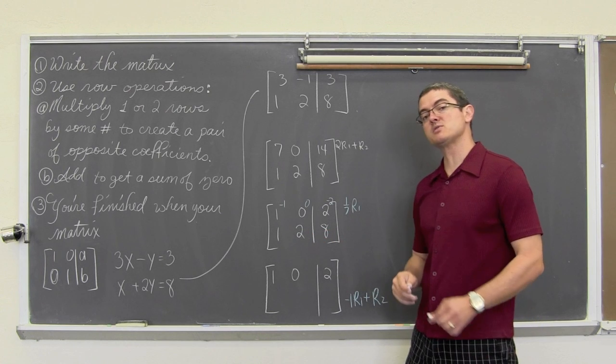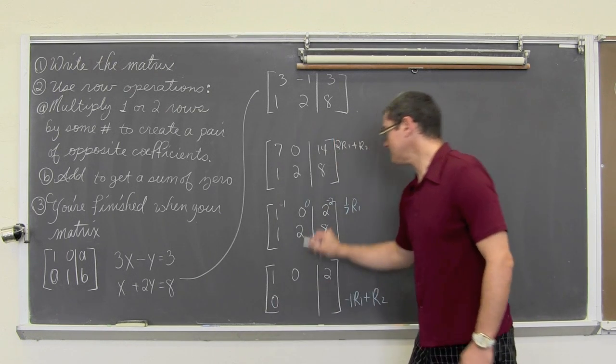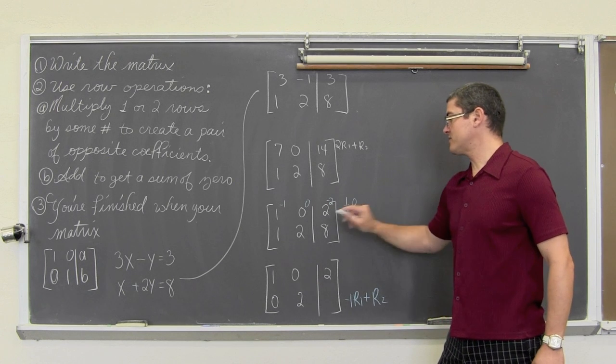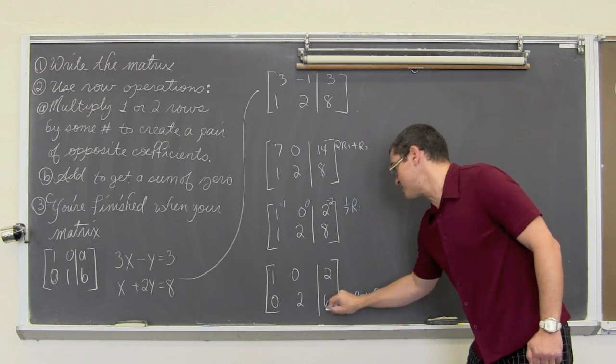So negative 1 plus 1 is equal to 0. 0 plus 2 is equal to 2. And negative 2 plus 8 is equal to 6.